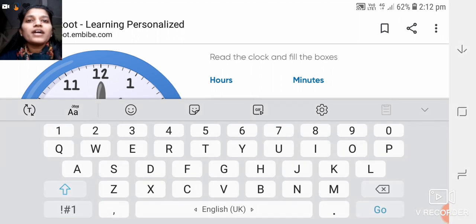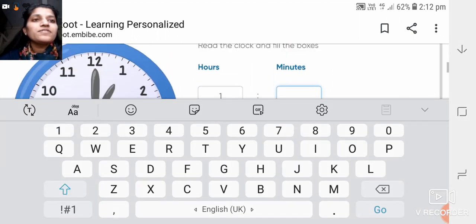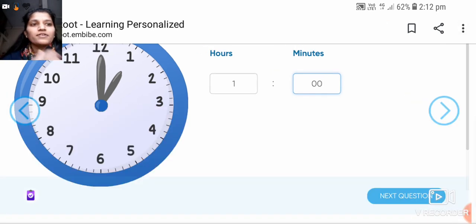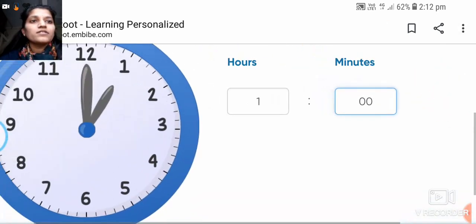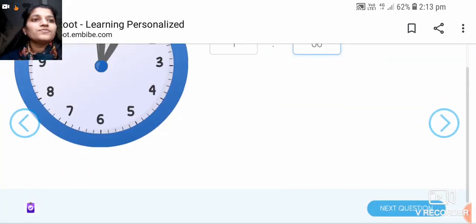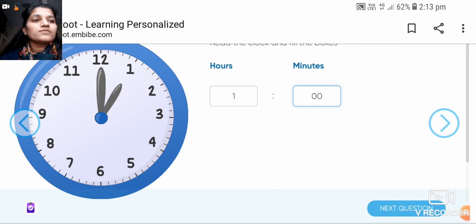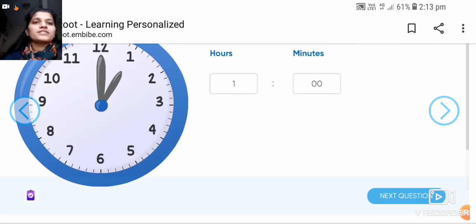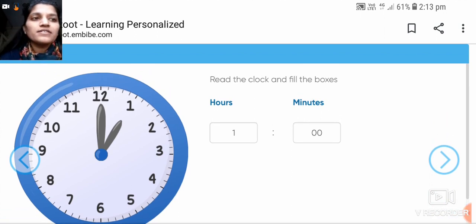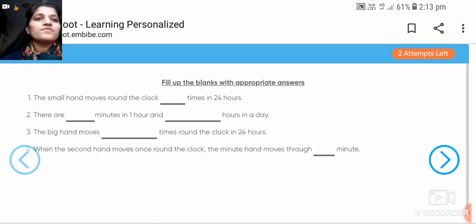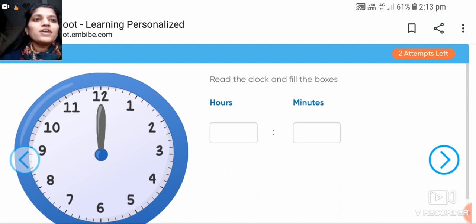So here we are going to write 1. After that, minutes, we are going to write 0, 0. Okay, so now we are going to check our answer. Let's check the answer. Yes, the next question appears, that means our answer is correct. So like that only, students, you are going to solve these questions, the questions which we can see on the screen.